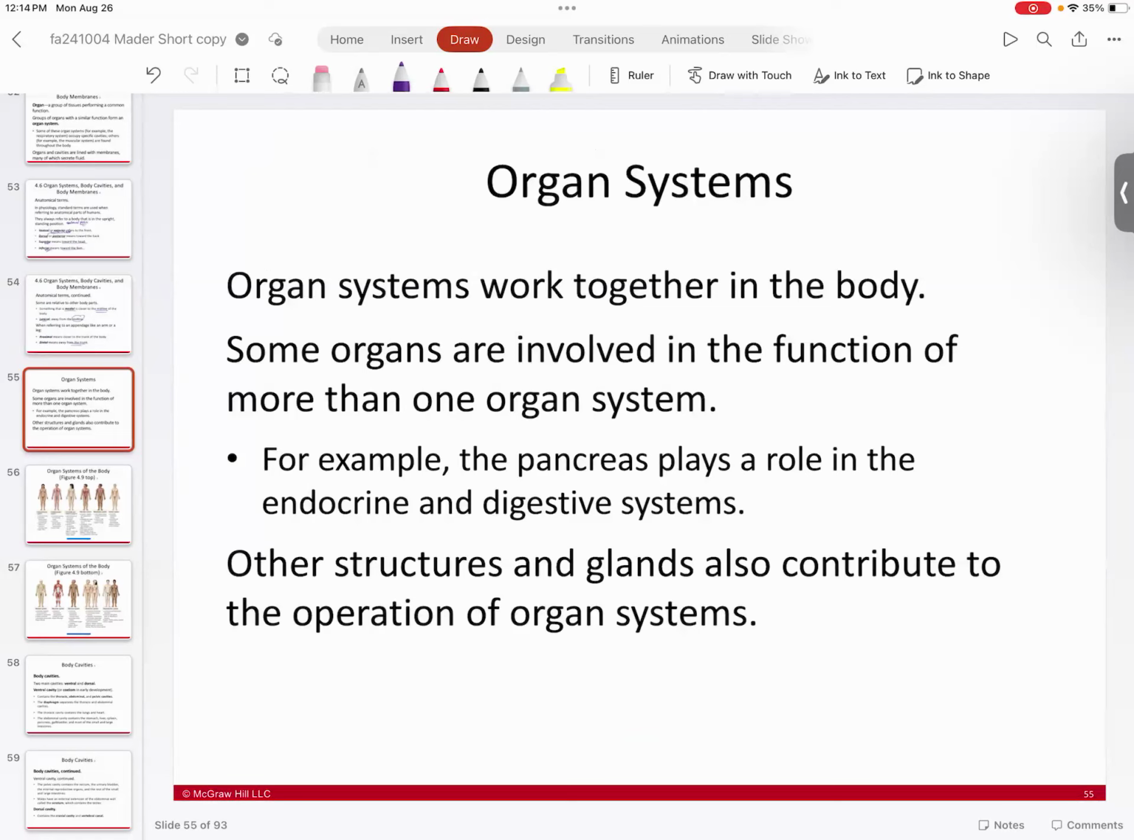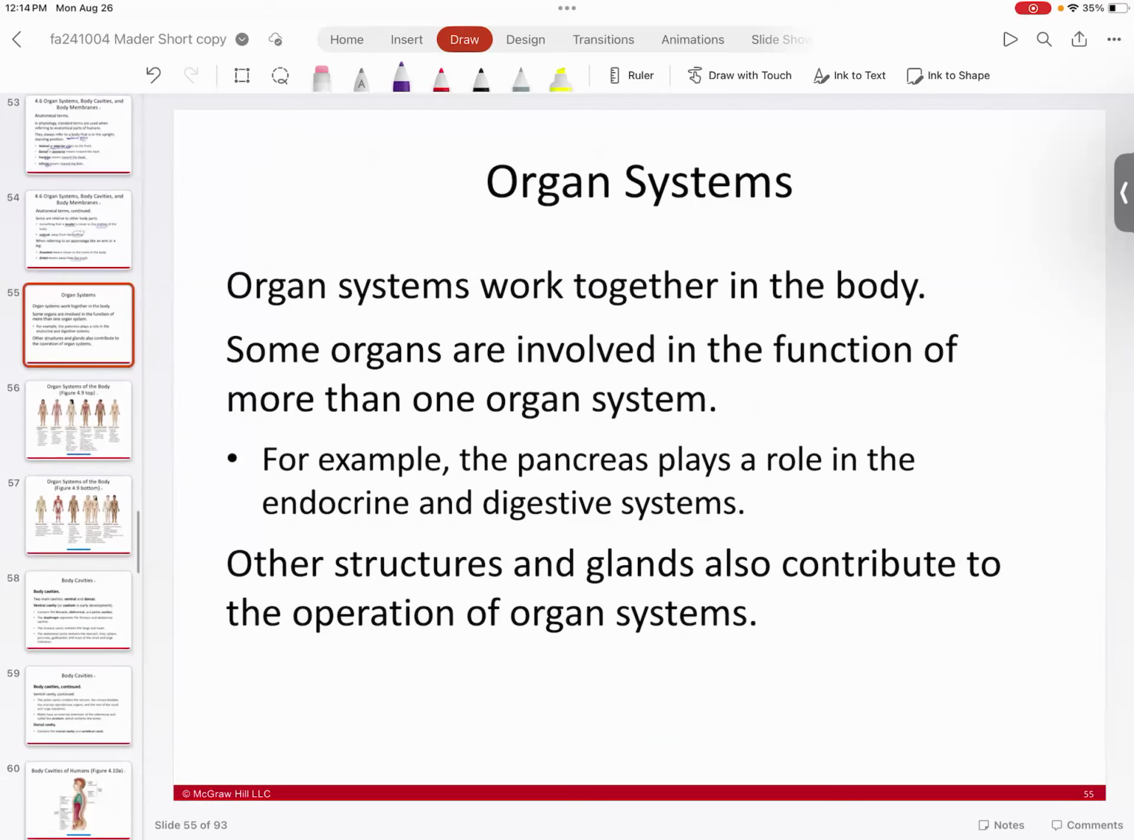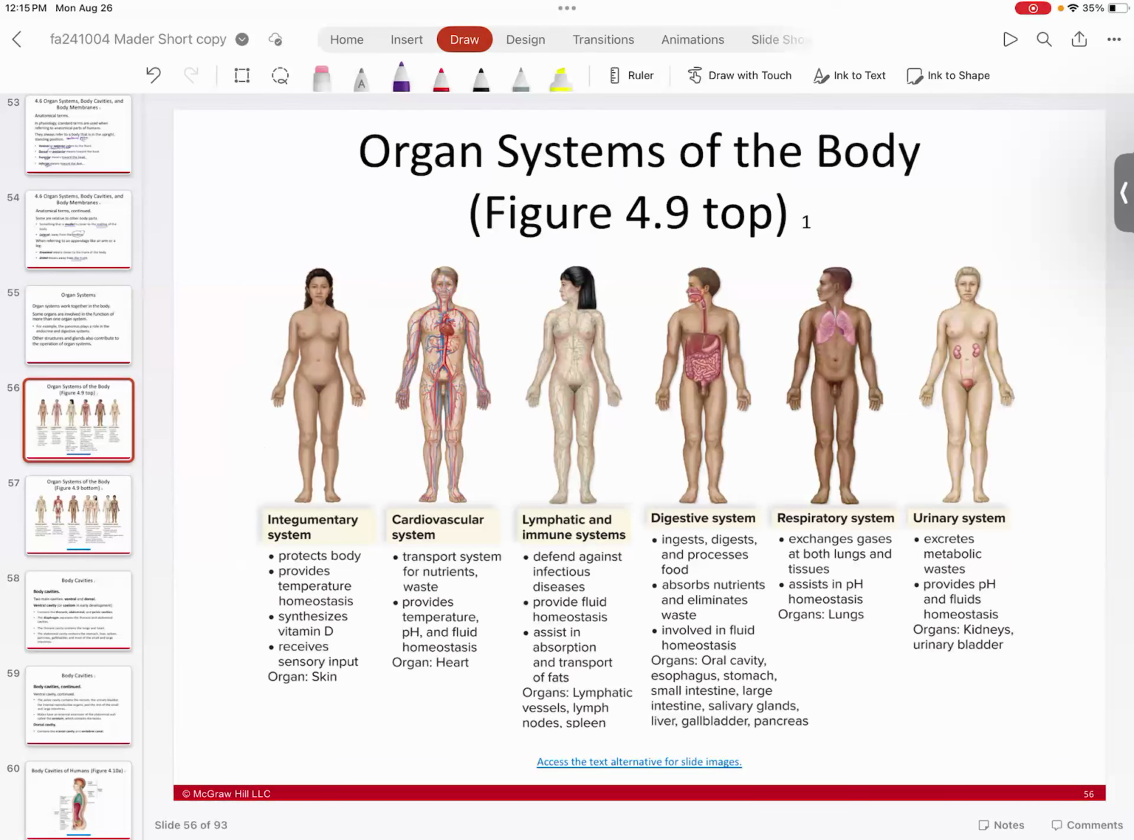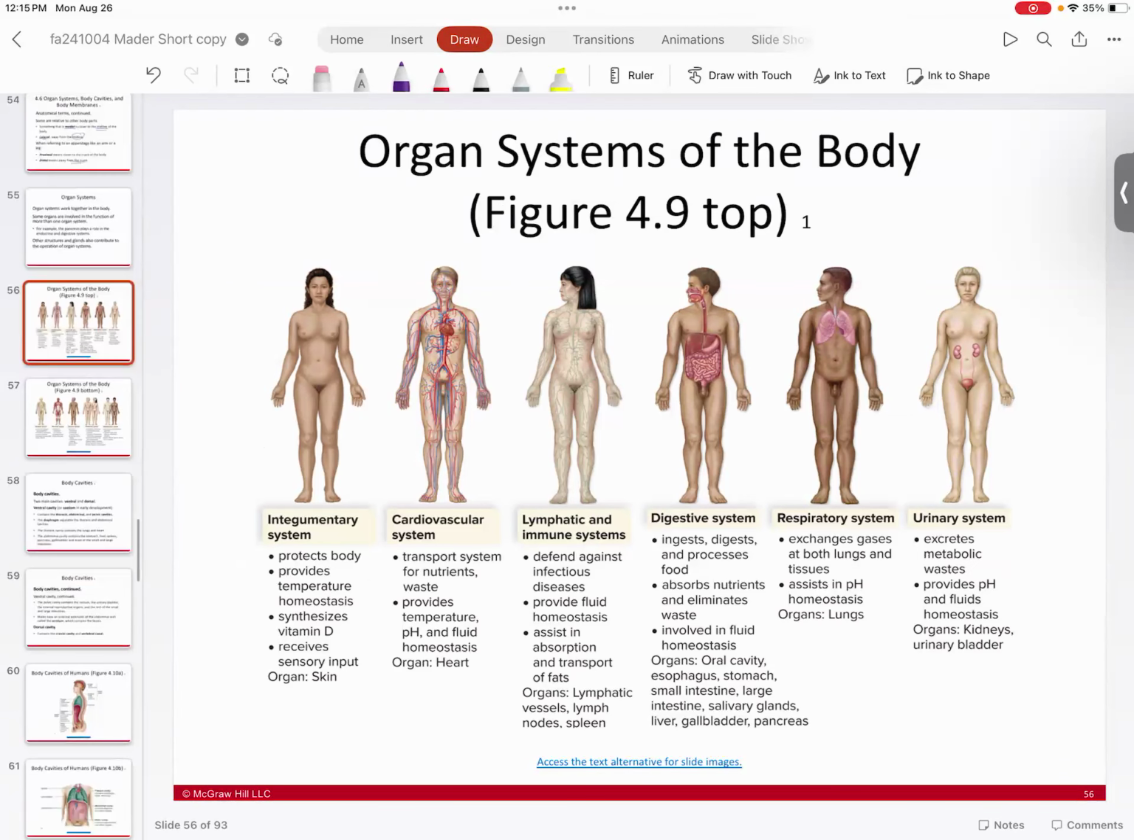Generally speaking, organ systems will oftentimes work together. As a matter of fact, we study the organ systems separately, but in reality, they work almost as a continuum. They're actually blurred together, and you'll see that as we move forward. But here are the organ systems that we're going to take a look at.